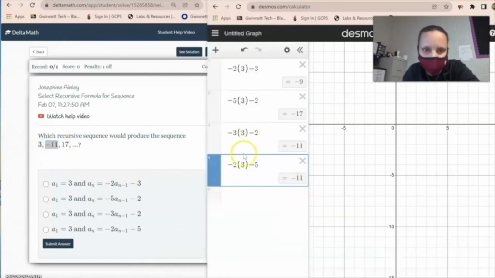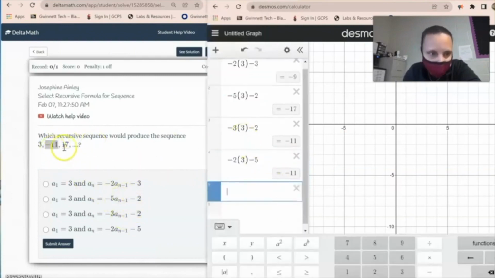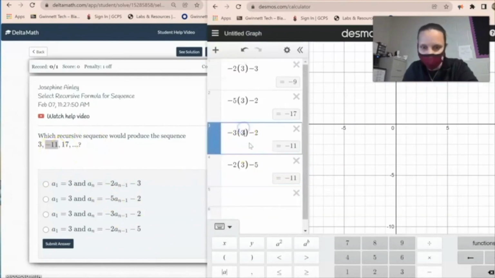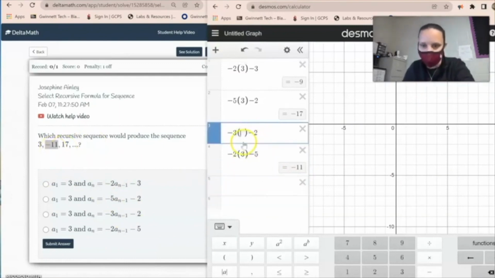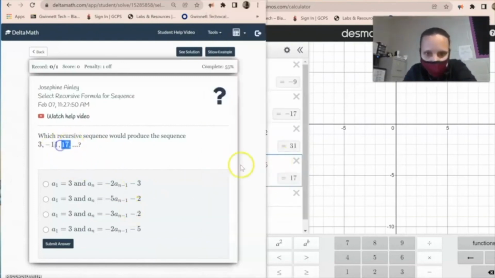So now I'm looking at these last two. Now I'm on A2, which is -11. When I put in that term and do this to it, do I get 17? These are the only two that are working so far. So -11 and -11. Do I get the next one, which is 17? Only on the last equation.